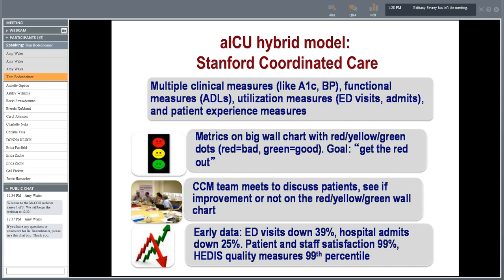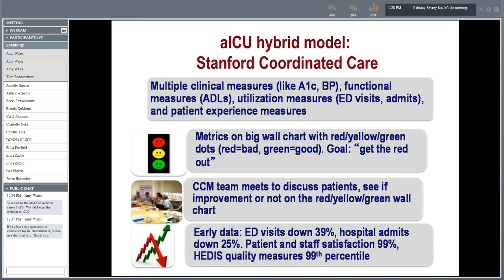The early data shows that their ED visits have gone down by 39%. Their hospital admits have gone down by 25%. The patients love the place, and their HEDIS quality measures are at the very top of the national scale.